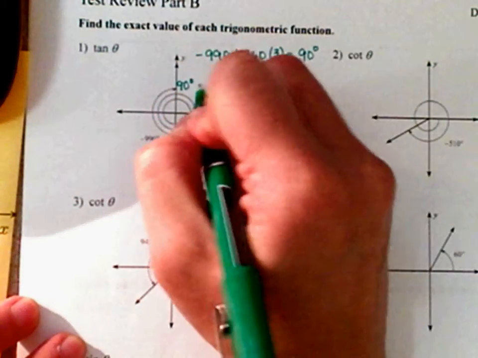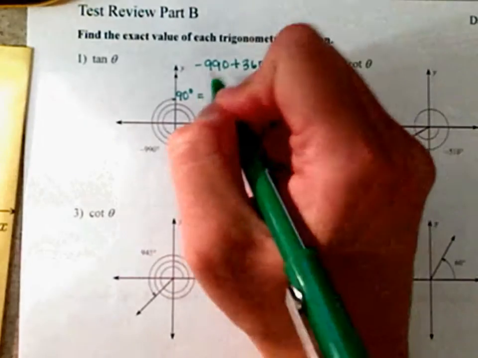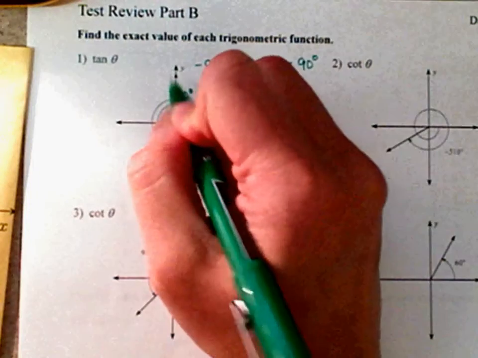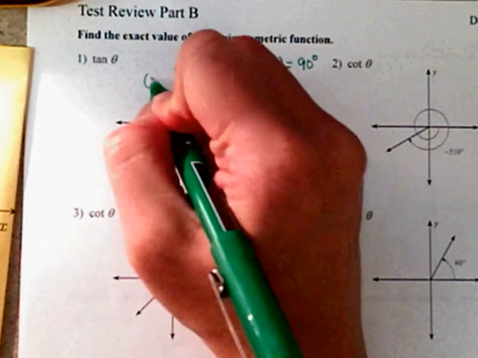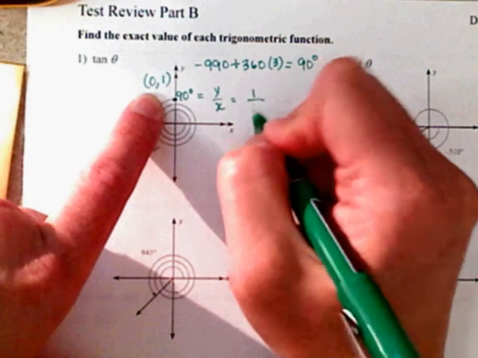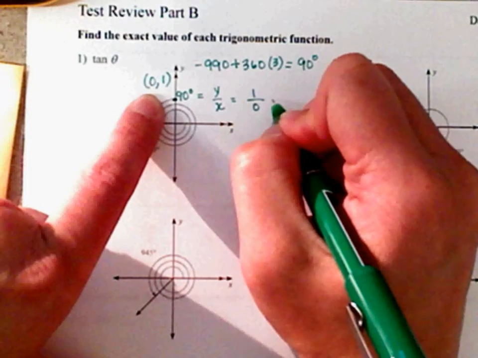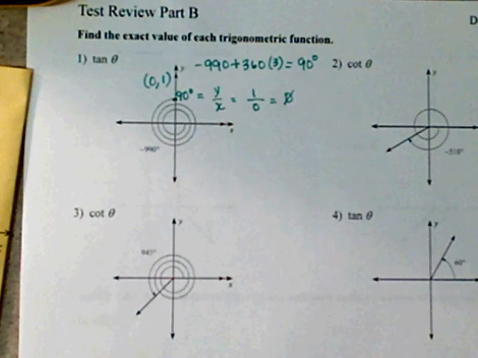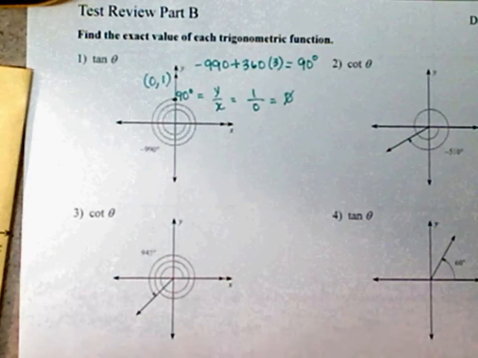And for a tangent, the tangent is always your y over your x. Okay? And what is the ordered pair right here? 0, 1. So what is my y? 1 over 0. What is 1 over 0? That comes out to be undefined. You actually will have an asymptote.